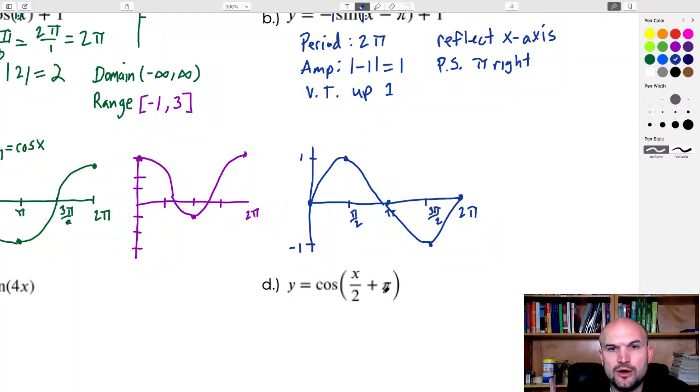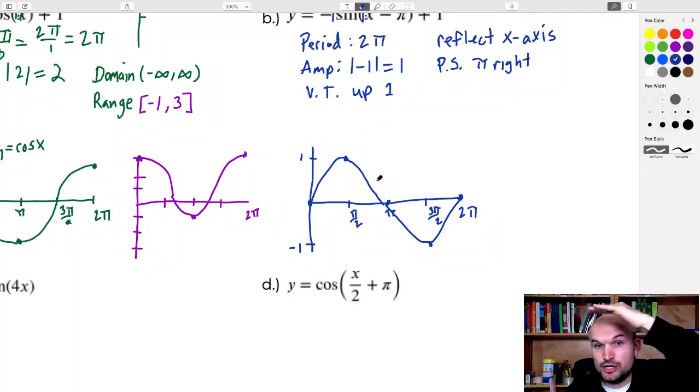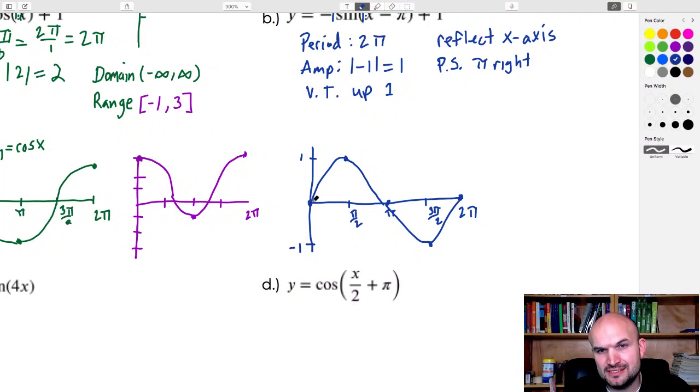Okay, so now let's go and take a look at our transformations that we have here. We have a reflection about the x-axis, so we're going to take this parent graph and reflect it about the x-axis, so this is going to go down there, that's going to come up there. We're going to shift the graph up 1 unit, so now instead of the range being from 1 to -1, now my range is going to be from 0 to 2. And then also the graph, instead of starting at 0, is now going to start at pi.